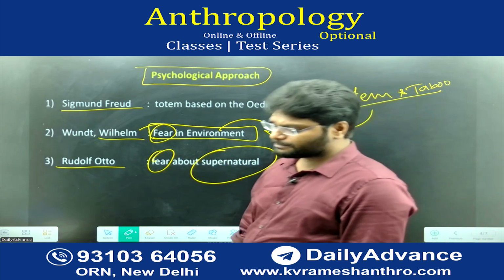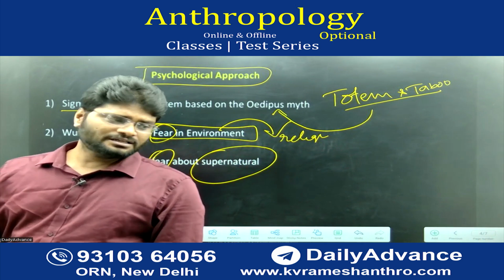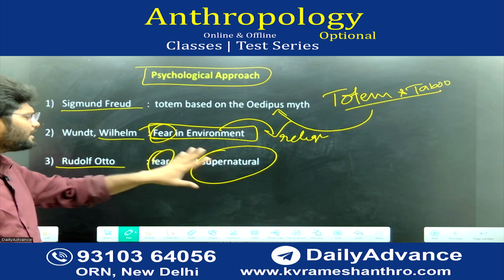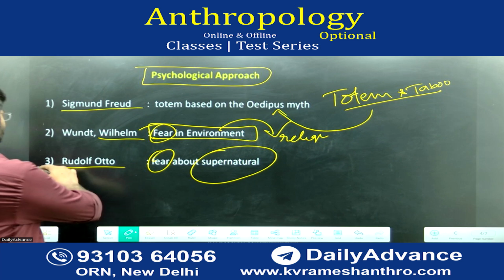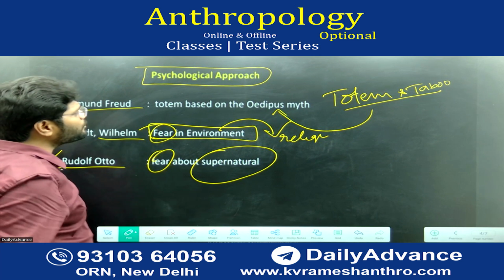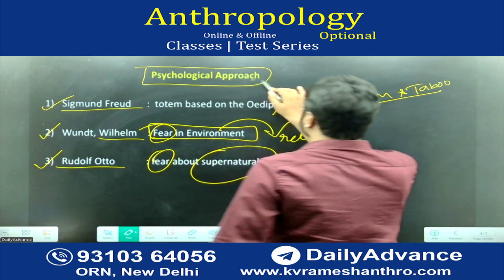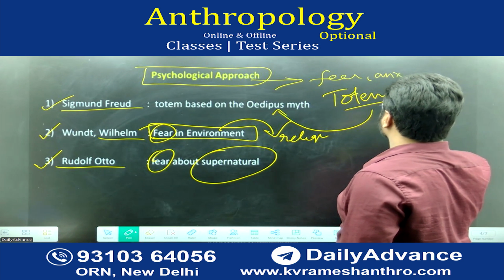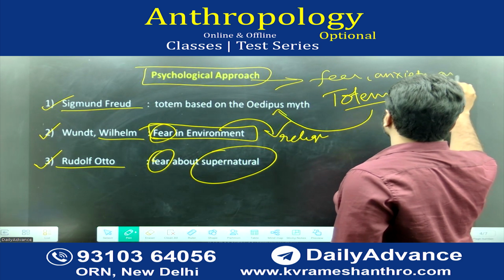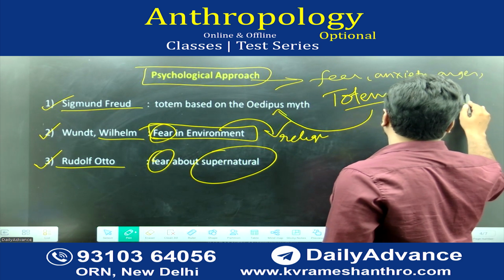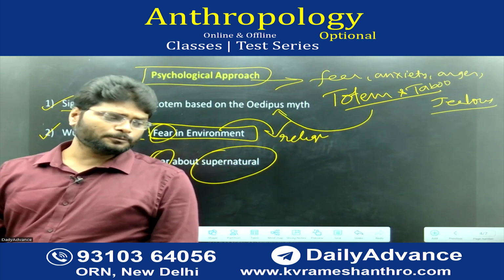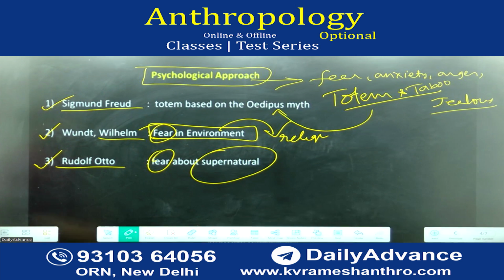So the earliest people believed in the existence of the supernatural. To appease it, or to get rid of the fear of the supernatural, they created religion. So the psychological approach studies various aspects of psychological state, that is fear, anxiety, anger, jealousy. These are all the various psychological states of an individual. And when it comes to a group phenomenon, that is the stage where humans created religion. So this is the second approach.